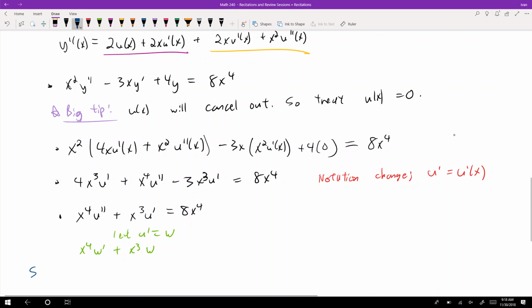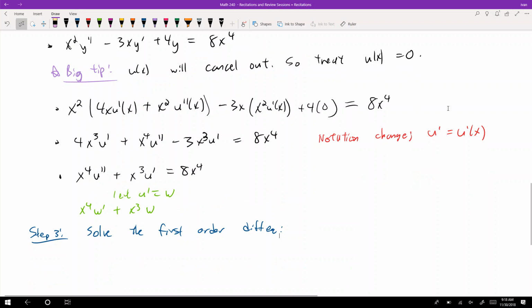So then step 3 is to solve the first order diffq. All right, so that is then x fourth u double prime plus x cubed u prime is equal to 8x to the fourth. And so how do we solve first order differential equations? If you remember, a few weeks ago in class, you guys did the integration factor thing to solve first order diffqs. And so that's what we're going to have to do here.